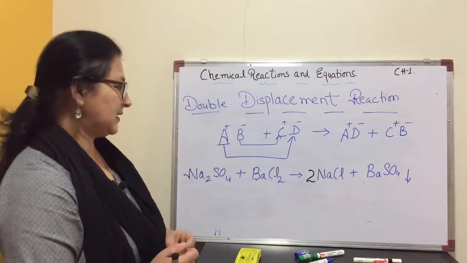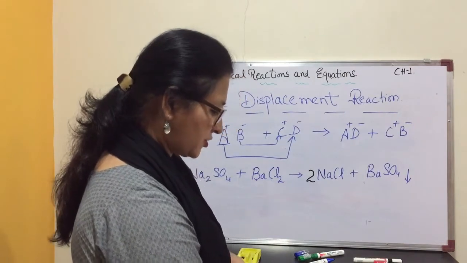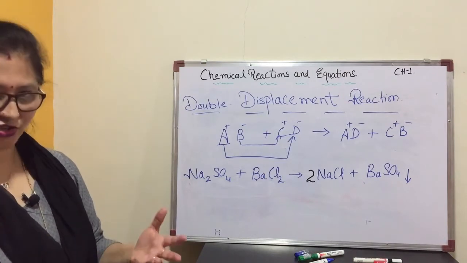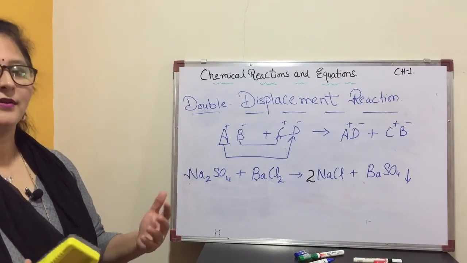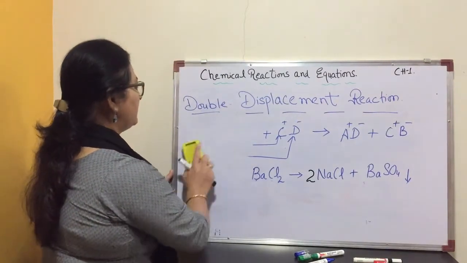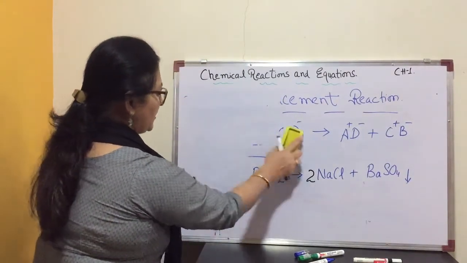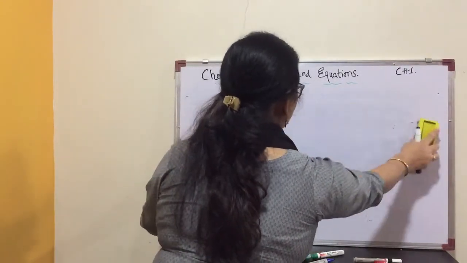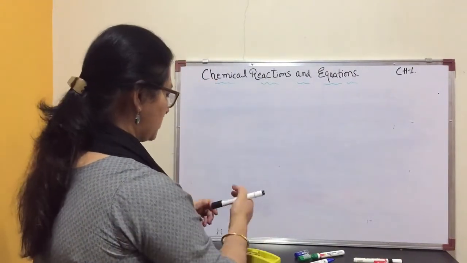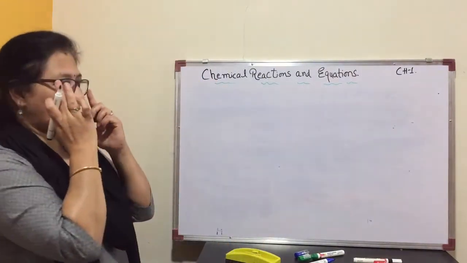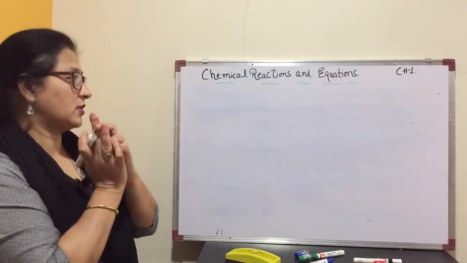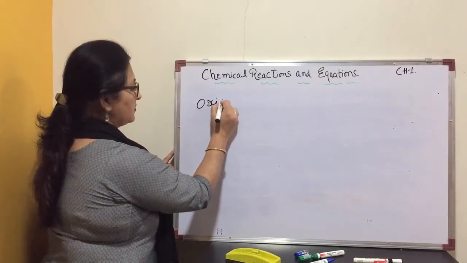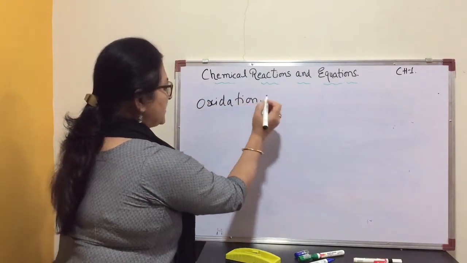Okay, now let's take the next part of the reaction. The next is oxidation and reduction reaction, which is also known as redox reaction. So the word redox itself is made up of two. It is a combination of two reactions, or two words, which are oxidation and reduction, or reduction and oxidation, right? So what we did in oxidation and reduction reaction, first, what is oxidation and what is reduction?